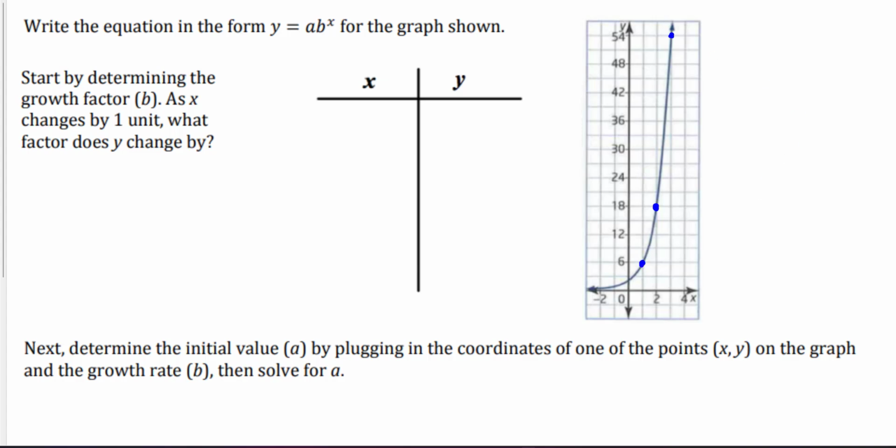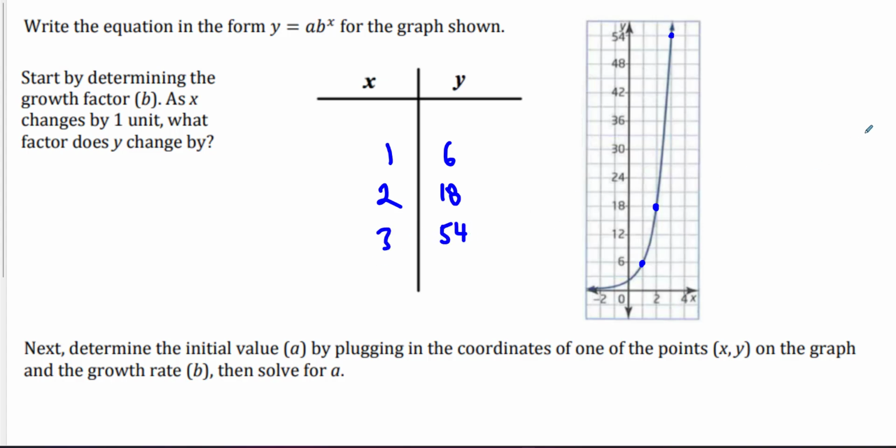Okay, so we got 3 points. You need at least 3 points. Otherwise, it's going to be very difficult to do this. So the first point is 1 and 6. Next point is 2 and 18. And the third point is 3 and 54.